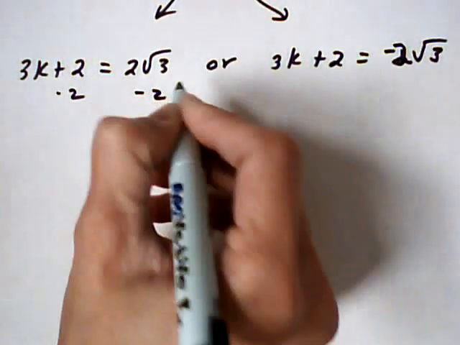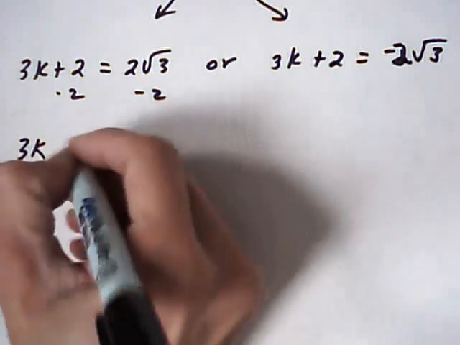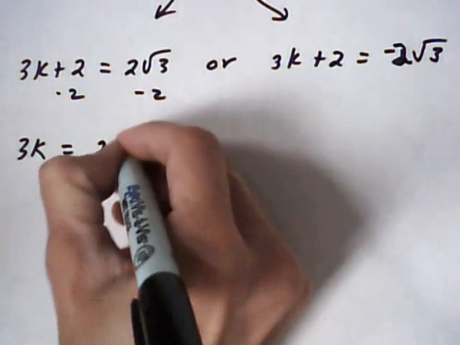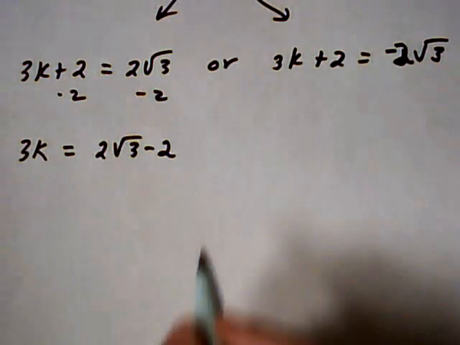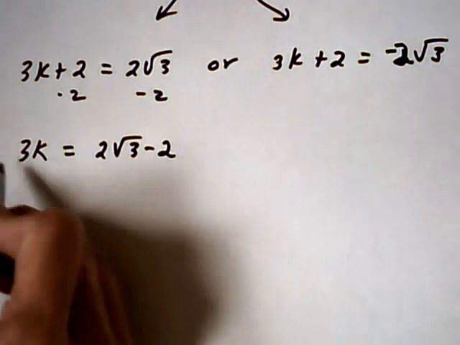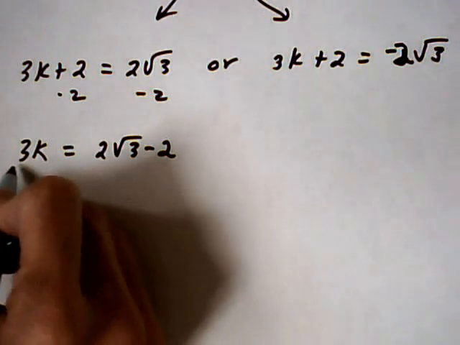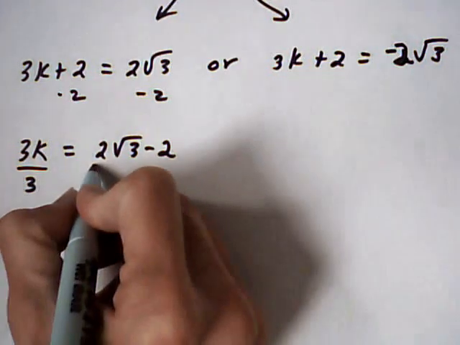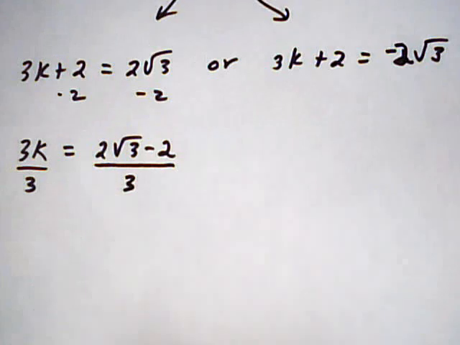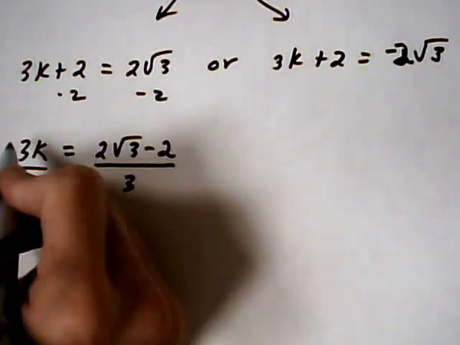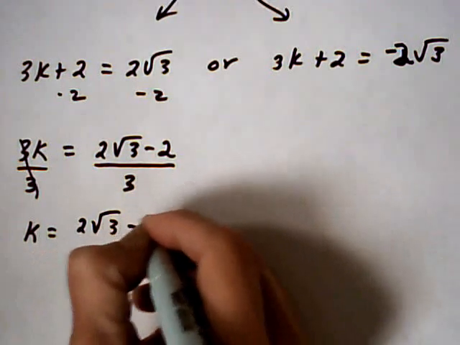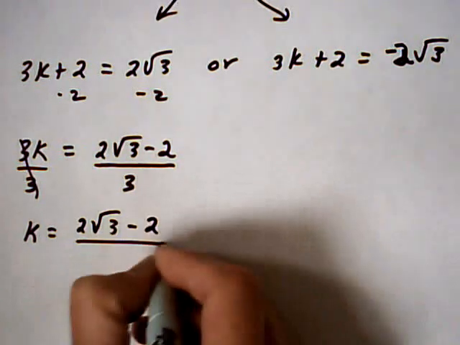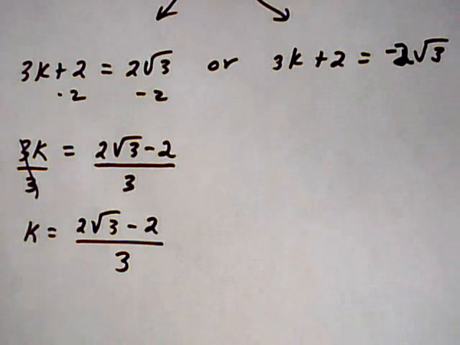Take away 2, take away 2. 3k equals 2 root 3 minus 2. We can't combine those at all because of the root 3, so we just leave it like that. And we've got a 3 on the k being multiplied, so we divide it off both sides, making sure the entire right side is divided by the 3. It cancels out. k is 2 root 3 minus 2, all over 3, so that would be one of our answers.